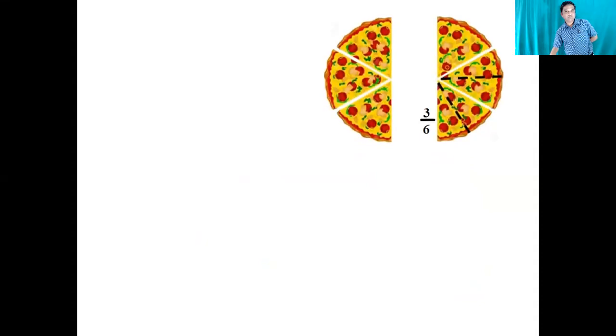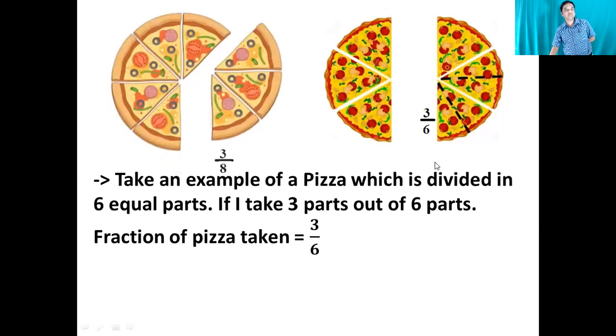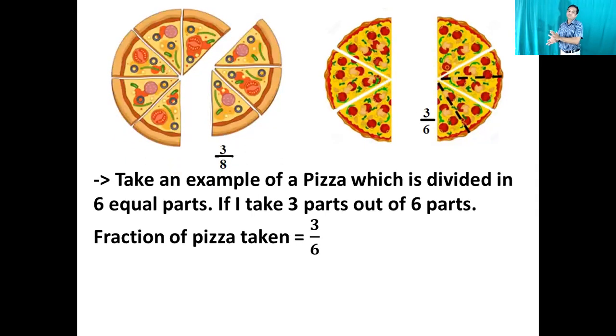In this, we are going to take one pizza. This pizza is divided into 6 equal parts, and we have taken 3 parts of it, and the fraction will be 3 out of 6. We are going to take one more pizza of the same size, and this pizza is divided into 8 equal parts, and we have taken 3 parts out of it. Now we have taken three parts in both the cases, but have we taken the same amount of pizza in both cases? Well, definitely not.